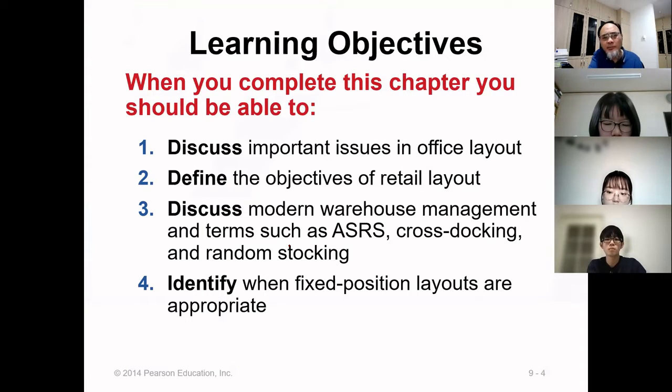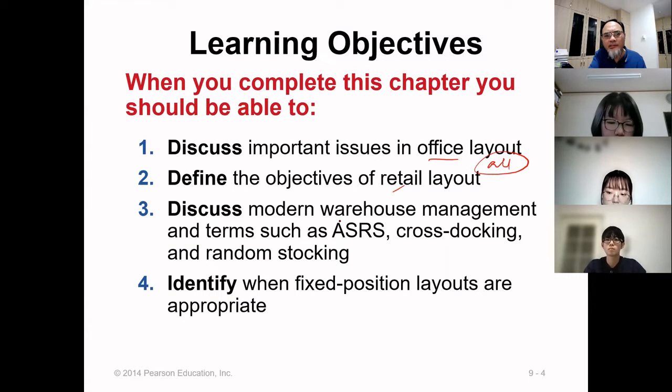So we are going to discuss important issues in not only office layout but all other types of layouts. Objectives of not only retail but all others as well. Because in general, what is the objective of a good layout? Good layout means you have good flow. That's all. Very good flow. Material comes in, you can process it, and it goes out of the facility and you can deliver it. So in and out is very important because that will determine efficiency and productivity.